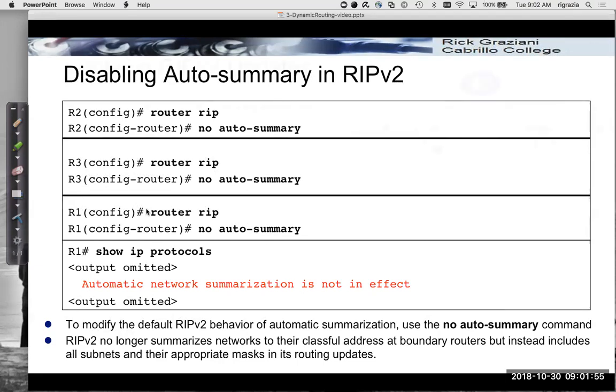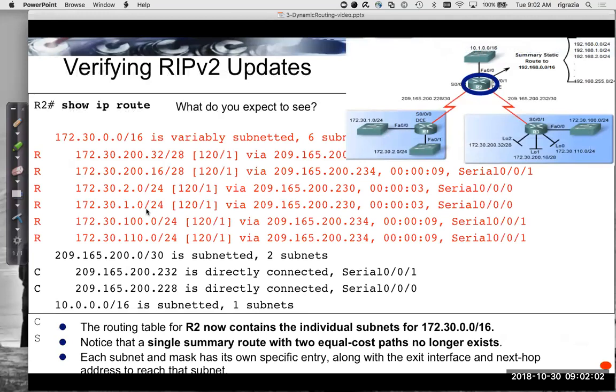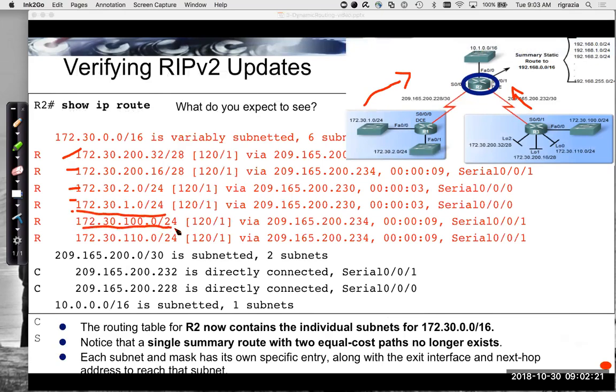Well, let's see the results of that on the routing table. So now on R2, what do we expect to see? Well, this is good news. Instead of seeing just the summary for 172.30 coming from R1 and R3, look at this. We see all the individual network addresses and their subnet masks, because RIP version 2 sends both. It's a classless routing protocol. All right, so that's really good news.